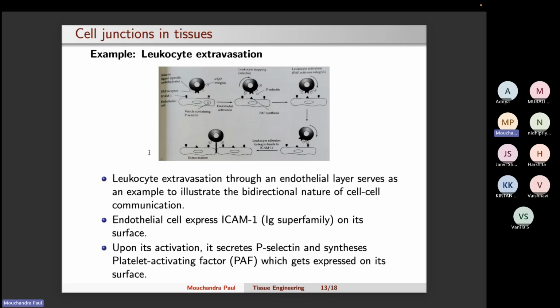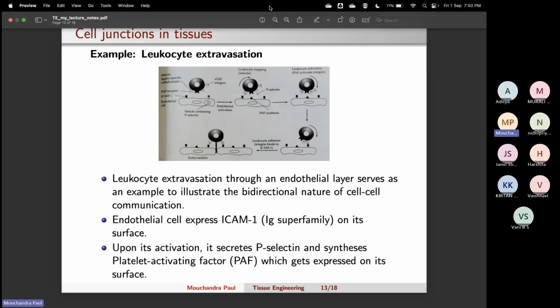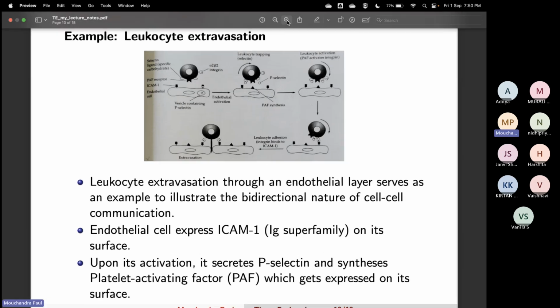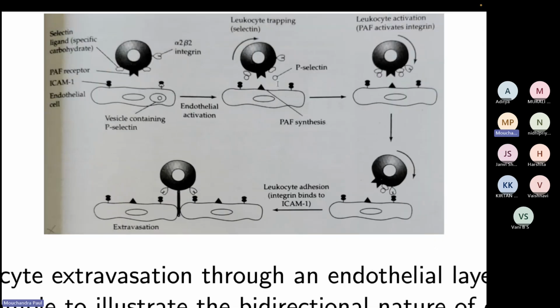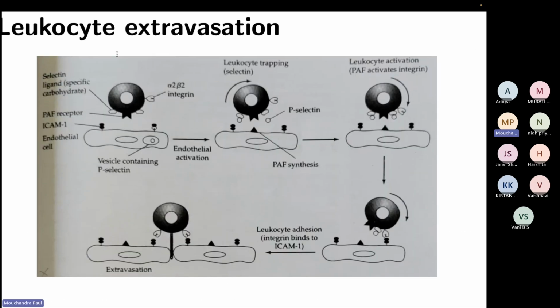And what kind of interaction takes place in this scenario? A cell junction based interaction takes place. This is a very interesting thing, actually, how it is happening. Let me zoom in so that the figure is much more clearly visible. So here, this is a leukocyte and this is the endothelial cell.